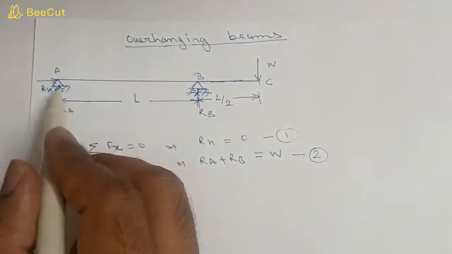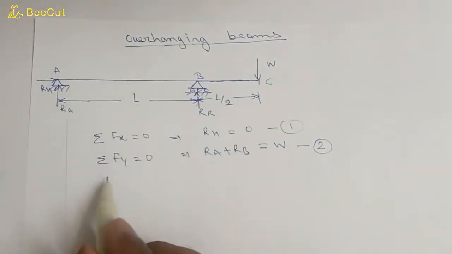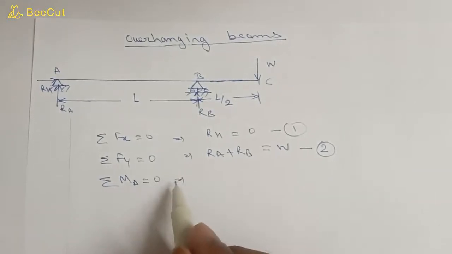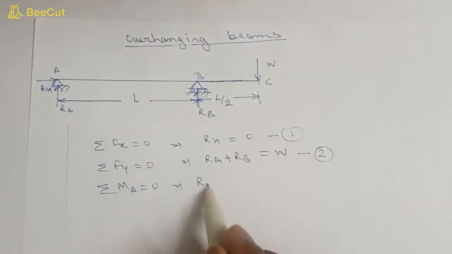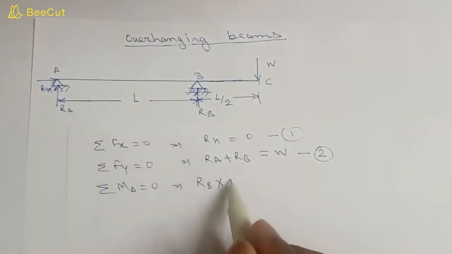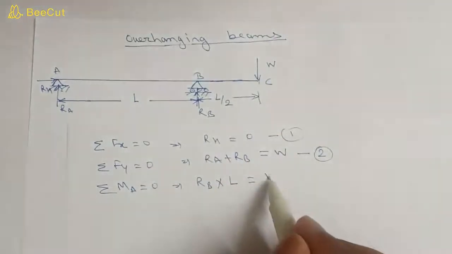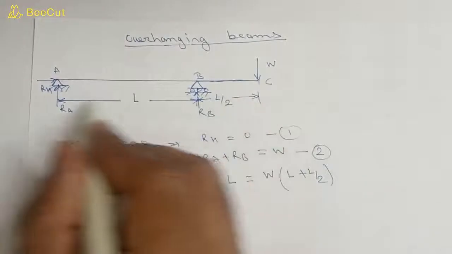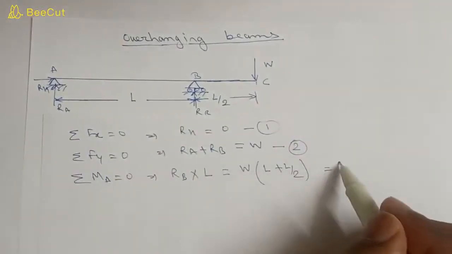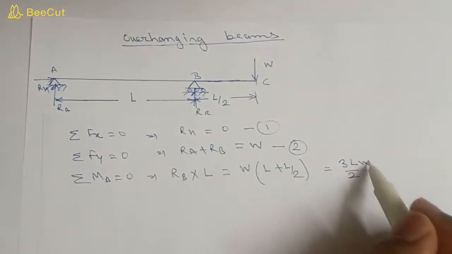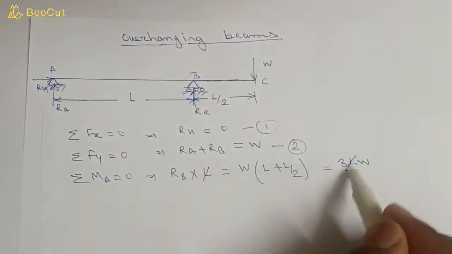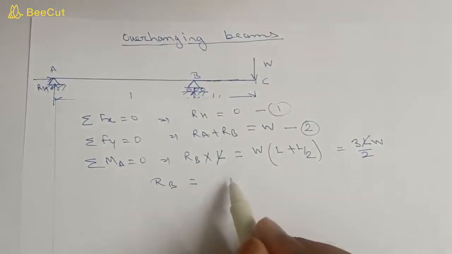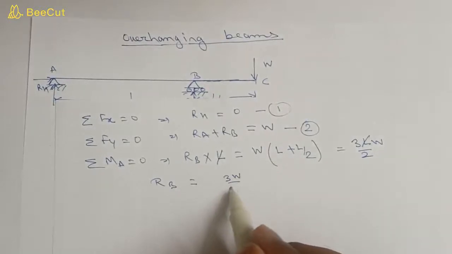And if we take moment about point A, then the summation of all the moments about A is equal to 0. So we will get Rb into L is equal to W into (L plus L by 2). This is L by 2 plus L, so we will get 3L by 2 into W. So L will cancel L, and we will get Rb is equal to 3W by 2.